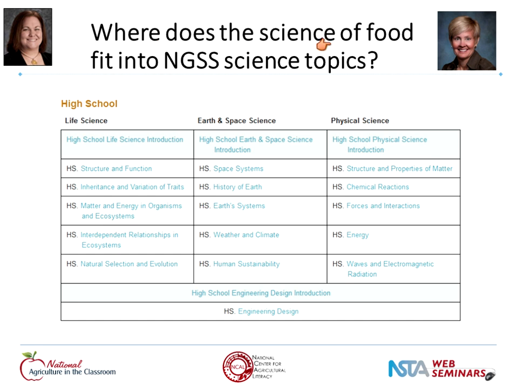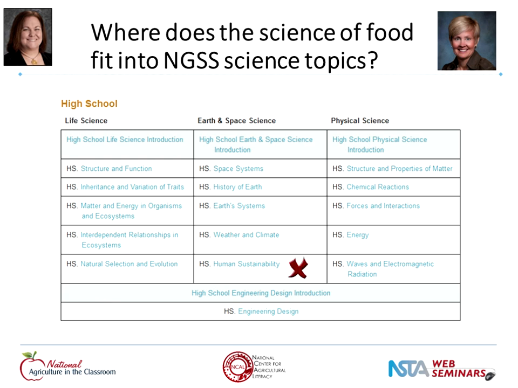So with that, where does science of food fit into the next generation science topics? They're actually here, I'll simplify it, and I'll ask you to use that little sticker tool again, and just take it out and start clicking where you think the science of food fits into the next generation science topics.